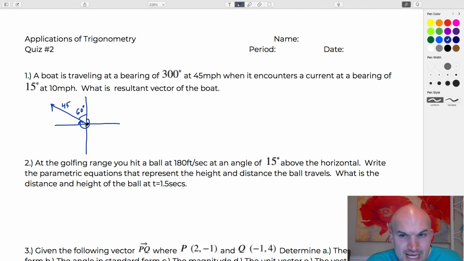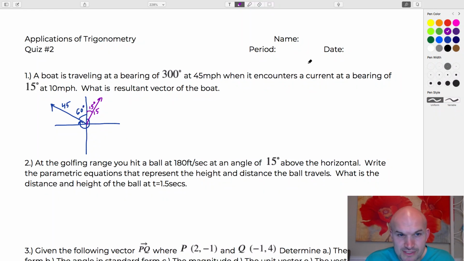Then it encounters a current at 15 degrees. Let's do that one in purple. That's going to be at a bearing of 15 degrees, which is right there. Let's say that's 15 degrees, and that one only has a magnitude of 10 miles per hour. So here's what you have: the boat is traveling this way, and you have a current that's pushing this way. We know the resultant vector is going to be somewhere up here, right?